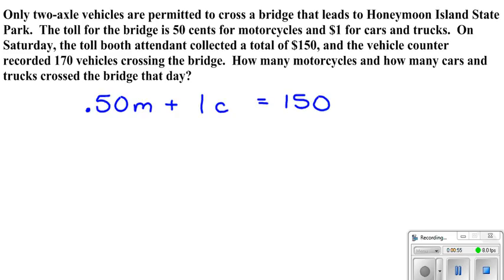The vehicle counter counted 170 vehicles. Well, we have a total of 170 vehicles. Well, what types of vehicles do we have? We have some motorcycles, and we have some cars and trucks. There's your second equation. Now, I've got 2 separate equations, and I want to be able to solve for how many motorcycles and how many cars and trucks.